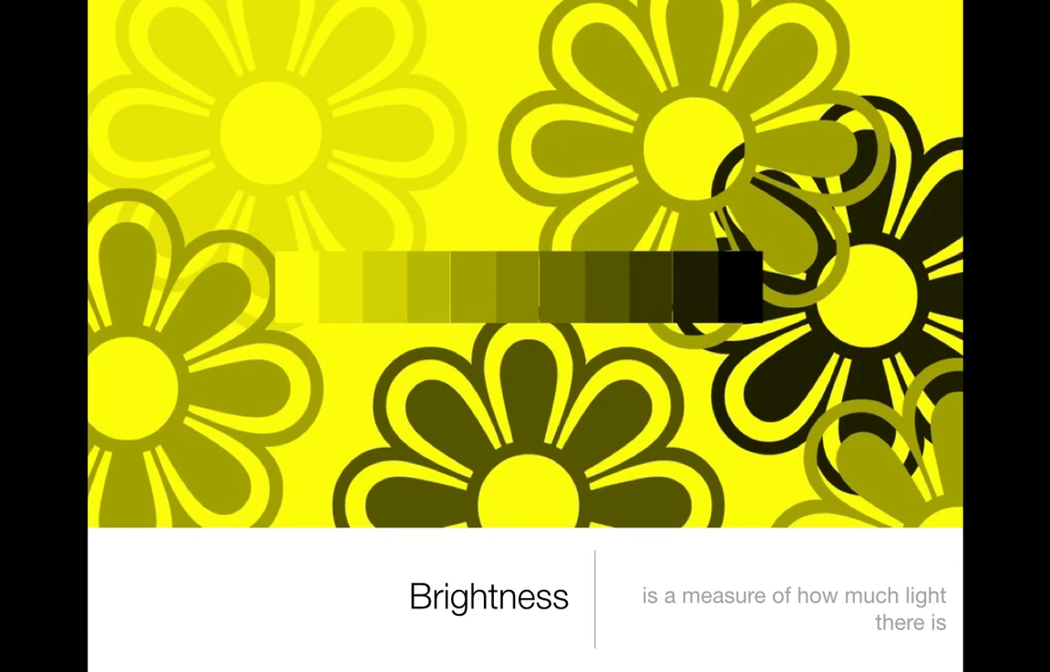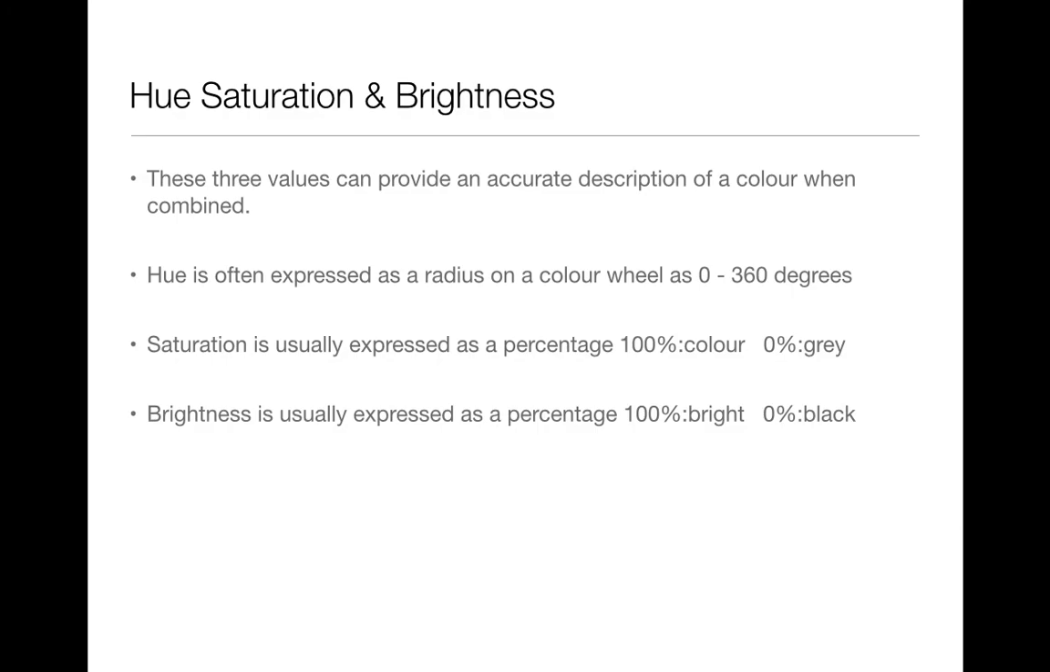So with hue, saturation and brightness, you have three values that can give you an accurate description when combined. Typically, hue is expressed as a point on the radius of a circle, so we measure it in degrees. You might have 300 degrees, 270 degrees, 90 degrees, and that's how we express the hue. Saturation is usually a percentage: 100% strong colour, 0% gray. And brightness: 100% bright, 0% black.